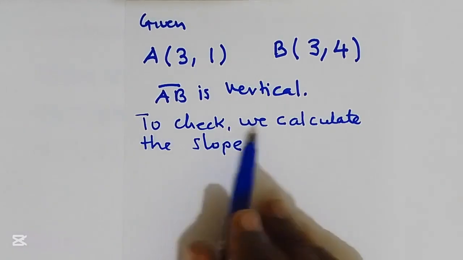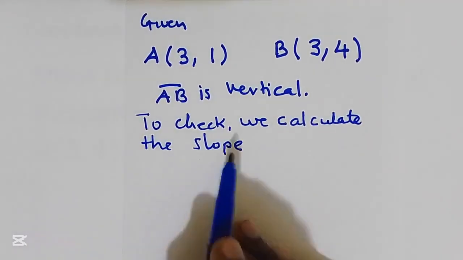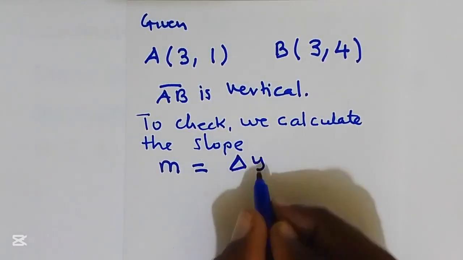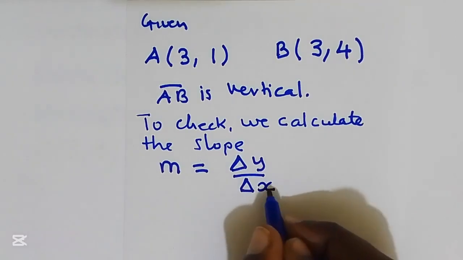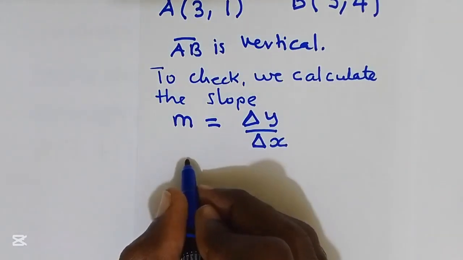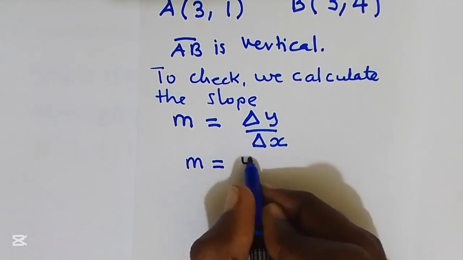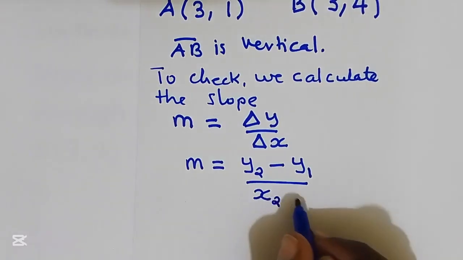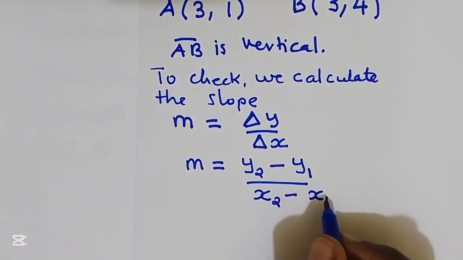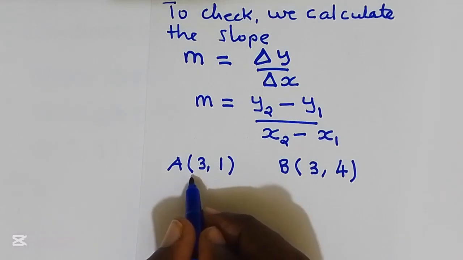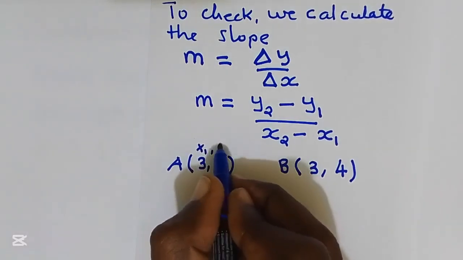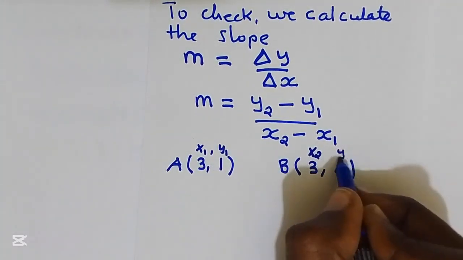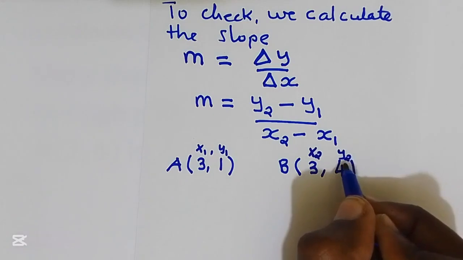To check this, we calculate the slope. The slope m is given by change in y over change in x. That is, m is equal to y2 take away y1 over x2 minus x1. Let us call point A as (x1, y1), and point B as (x2, y2). Now substitute this into the formula.